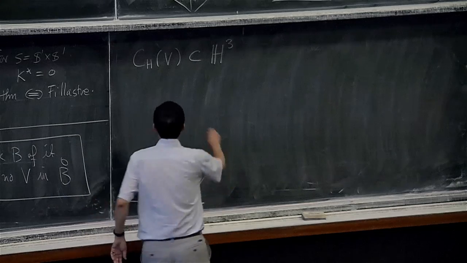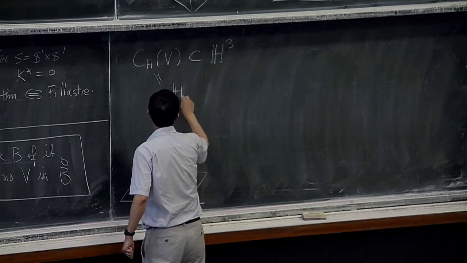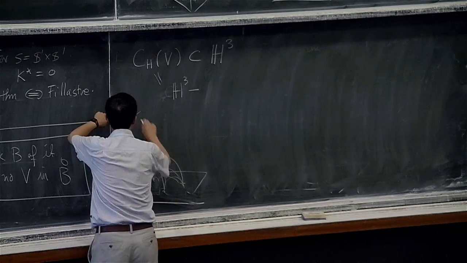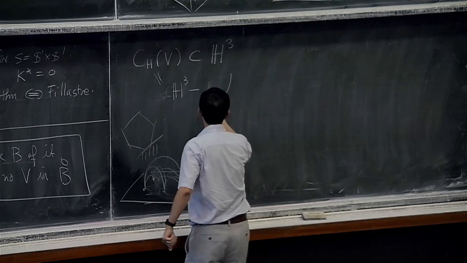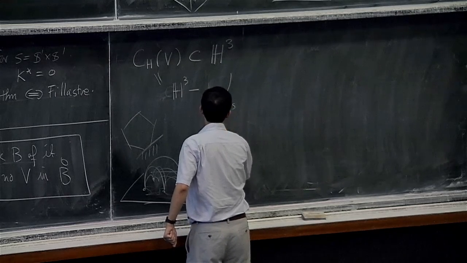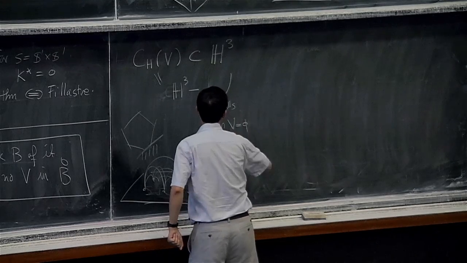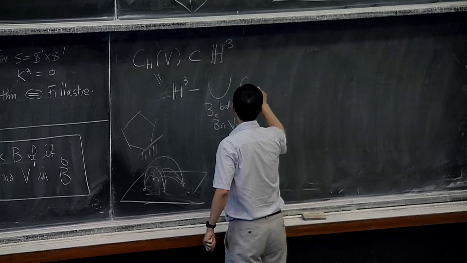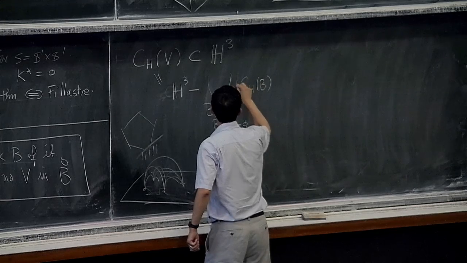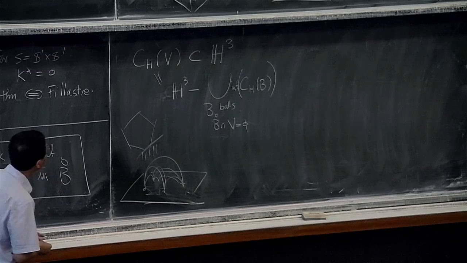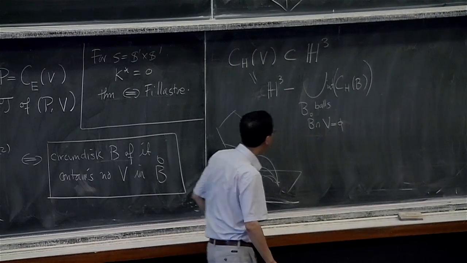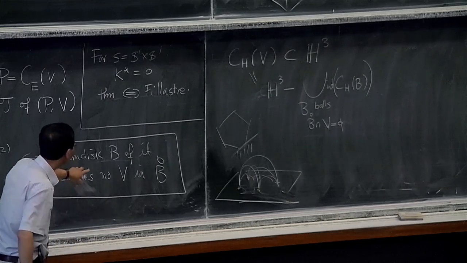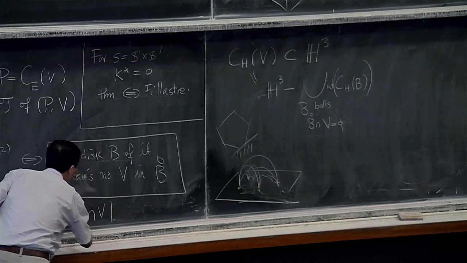Well, by definition, this is equal to the three-dimensional hyperbolic space minus half spaces. The convex hull is taken by hyperbolic half spaces missing it. So I'm going to remove all the balls whose interior is disjoint from V, and then you take the convex hull of that. So for the convex hull of V, these are the half spaces, and I remove the interior. That's the dual picture of the convex hull. And now if you look at this B, it is a circumdisk whose interior contains no points of the vertex set, and the boundary of B intersect V is at least 3 points.